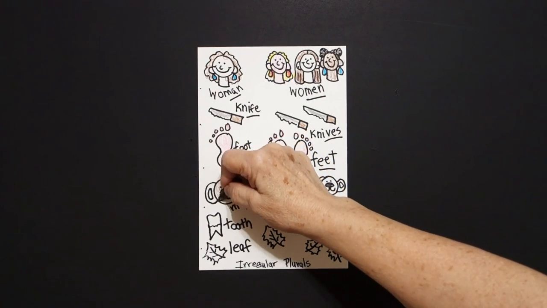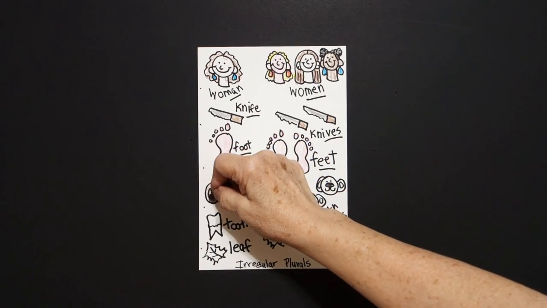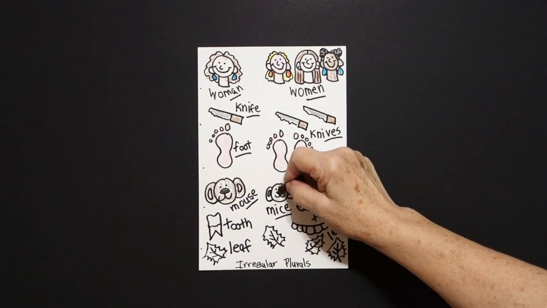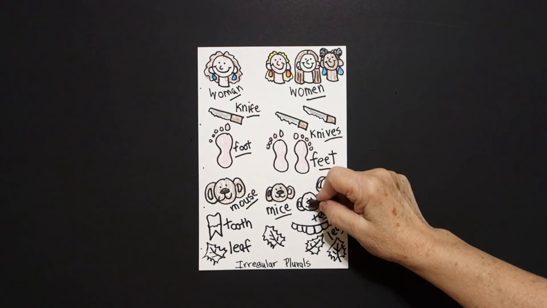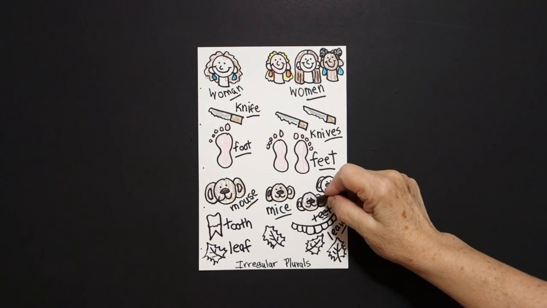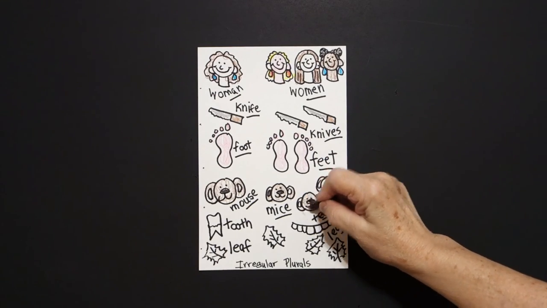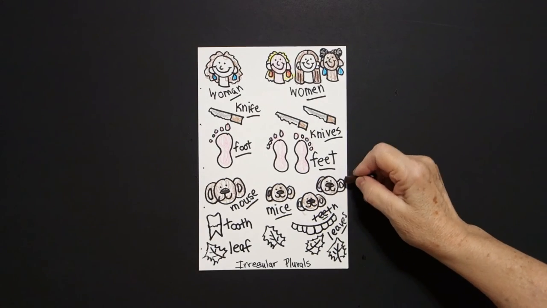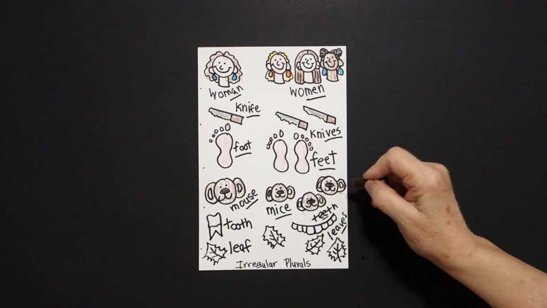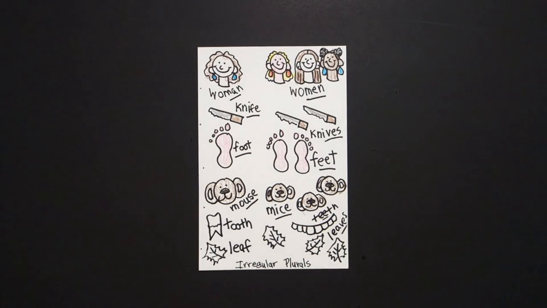So I'm just going to do light brown on this one. But you could color them gray. It's up to you. Make some choices artistically. What color will you use on your mice? You could do each mouse a different color, or like I'm doing right now, my mice are all the same.